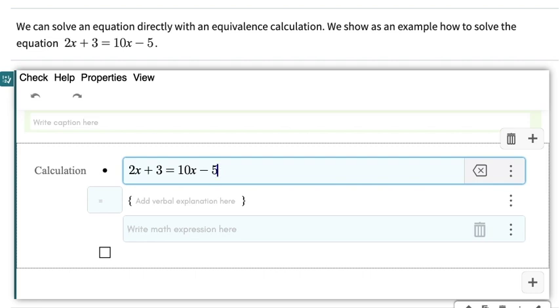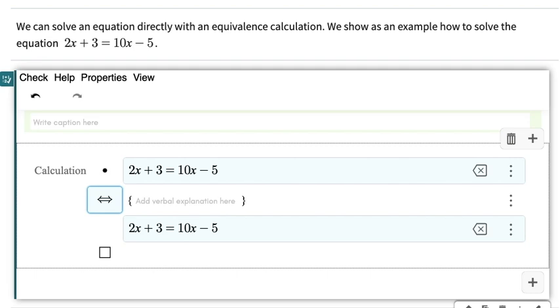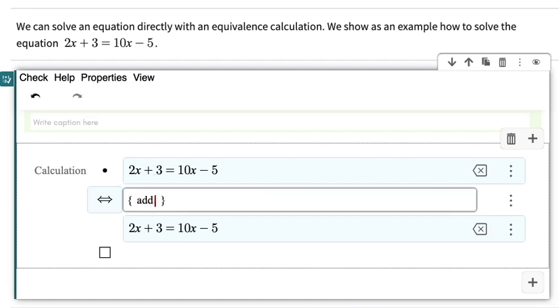We can calculate with logical expressions in the same way as we calculate with algebraic expressions. As an example, we show how to solve an equation using logical calculations. So let's look at the equation 2x plus 3 equals 10x minus 5. So we have it here in the calculation element. We click return, and the first thing we do is we add minus 3 to both sides.